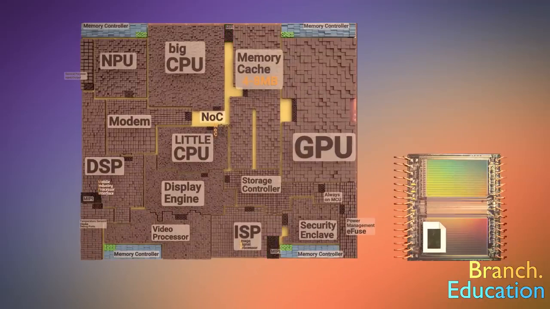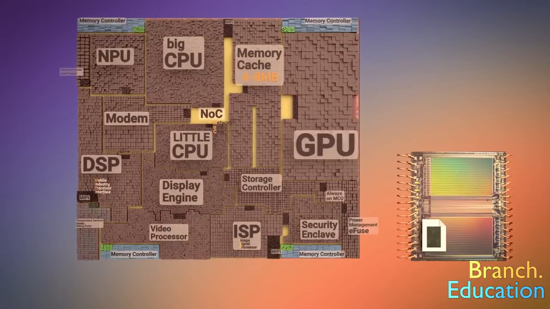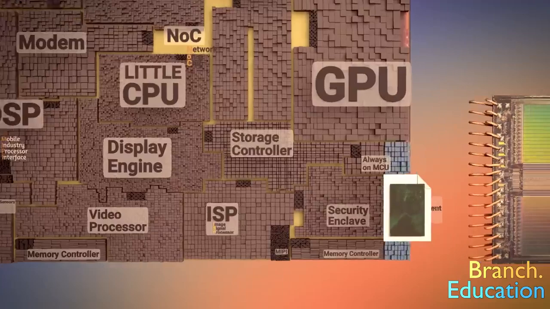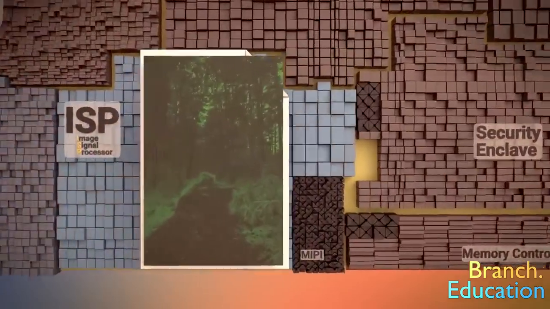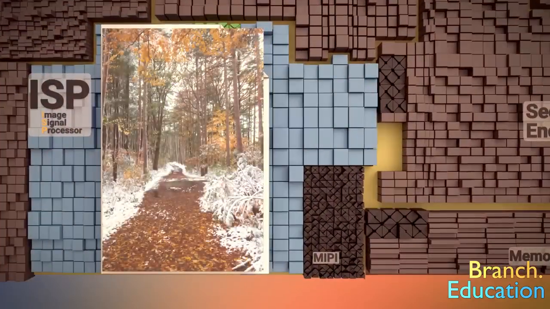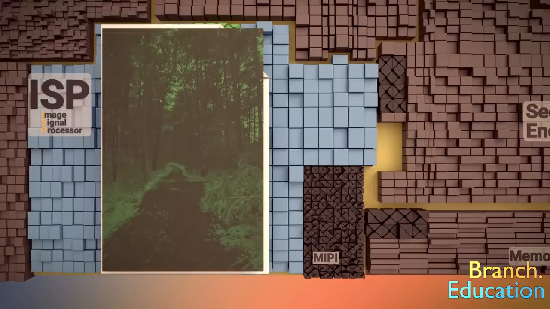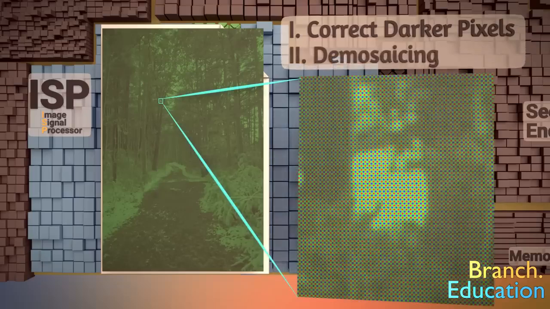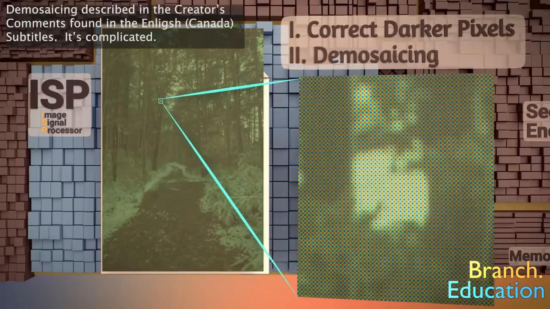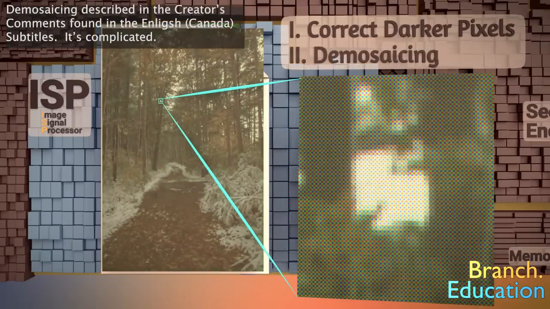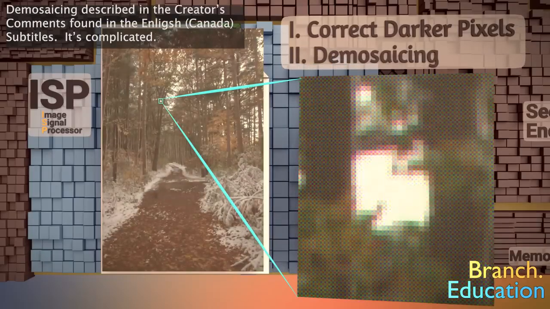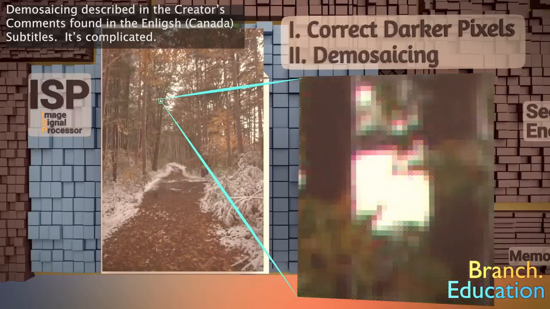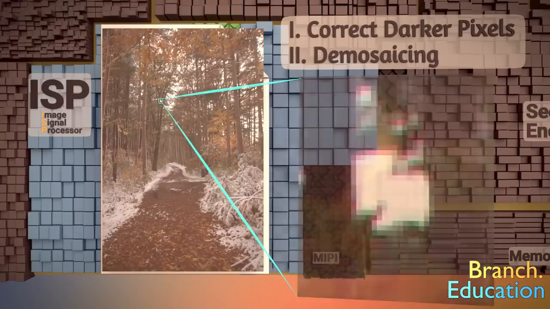The next step is for the image signal processor, or ISP, on the SoC to read the raw uncompressed image data and perform a number of image processing steps. These steps involve first correcting for darker pixels on the edge of the sensor due to lens shading. Then the ISP performs the demosaicing process, which involves taking the image data and the pattern on the camera's color filter and calculating a red, green, and blue value for every pixel.